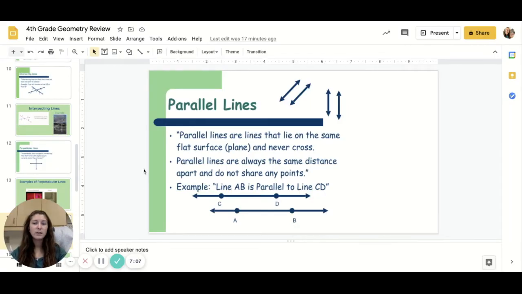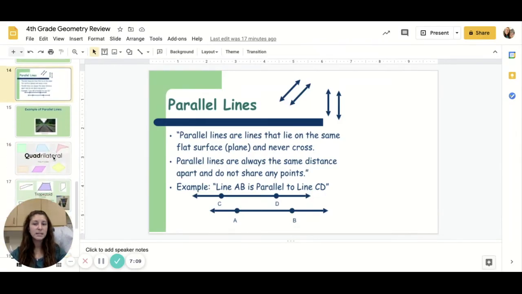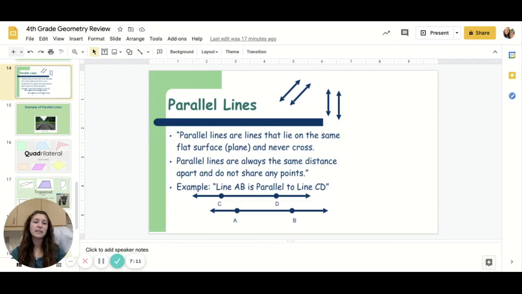And last but not least, we have our parallel lines. Parallel lines are lines that lie on the same flat surface, or plane, and they never ever cross. They are going to continue to go on and on in their own directions without ever crossing. They are always the same distance apart and do not share any points. Down here, I could say that line AB is parallel to line CD.